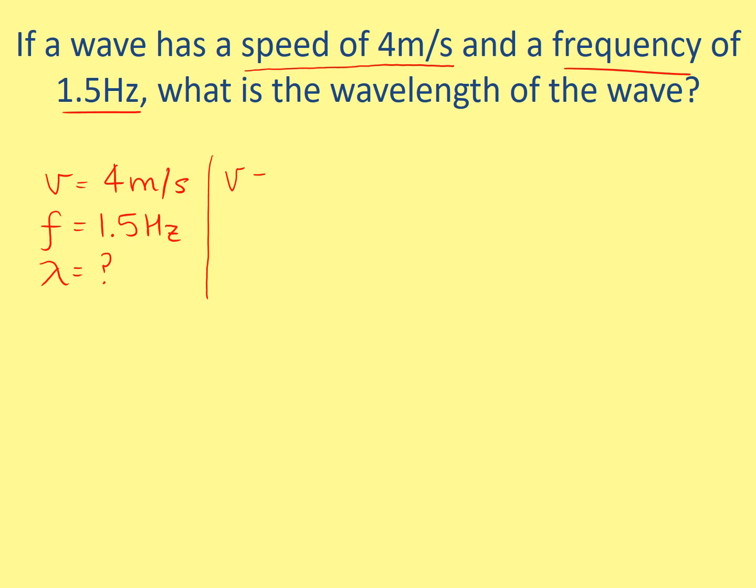So the equation is wave speed is equal to frequency times wavelength. In this case, the wave speed is 4 meters per second. The frequency is 1.5 and we don't know the wavelength yet. And so we will divide both sides by 1.5. And so into my calculator, I do 4 divided by 1.5. And when I round that to 1 decimal place, I get a wavelength of 2.7 meters.